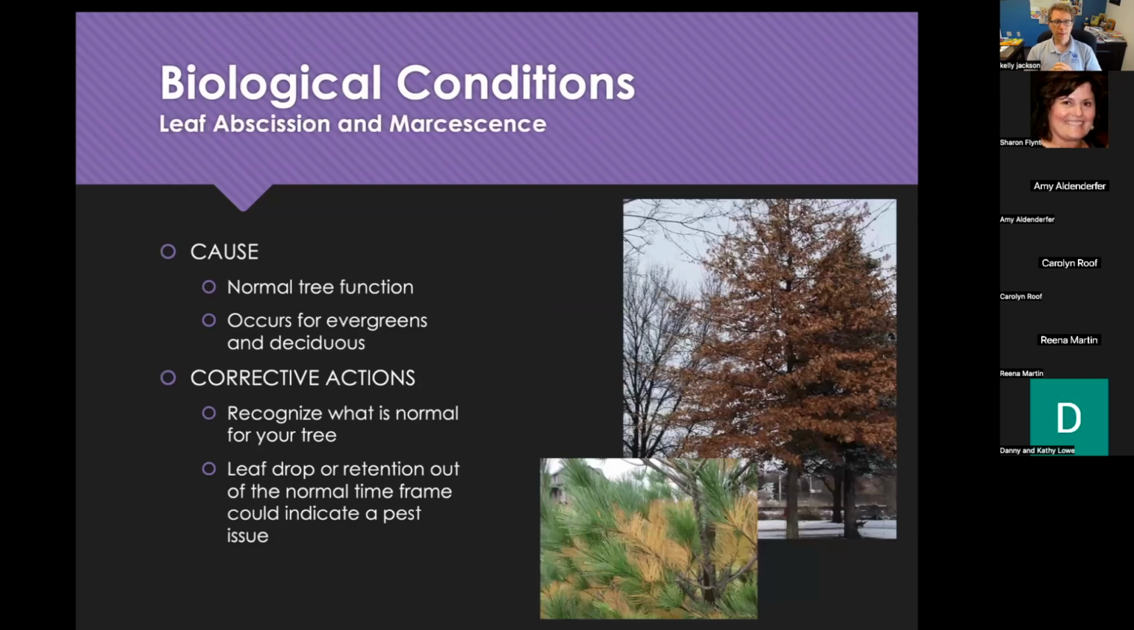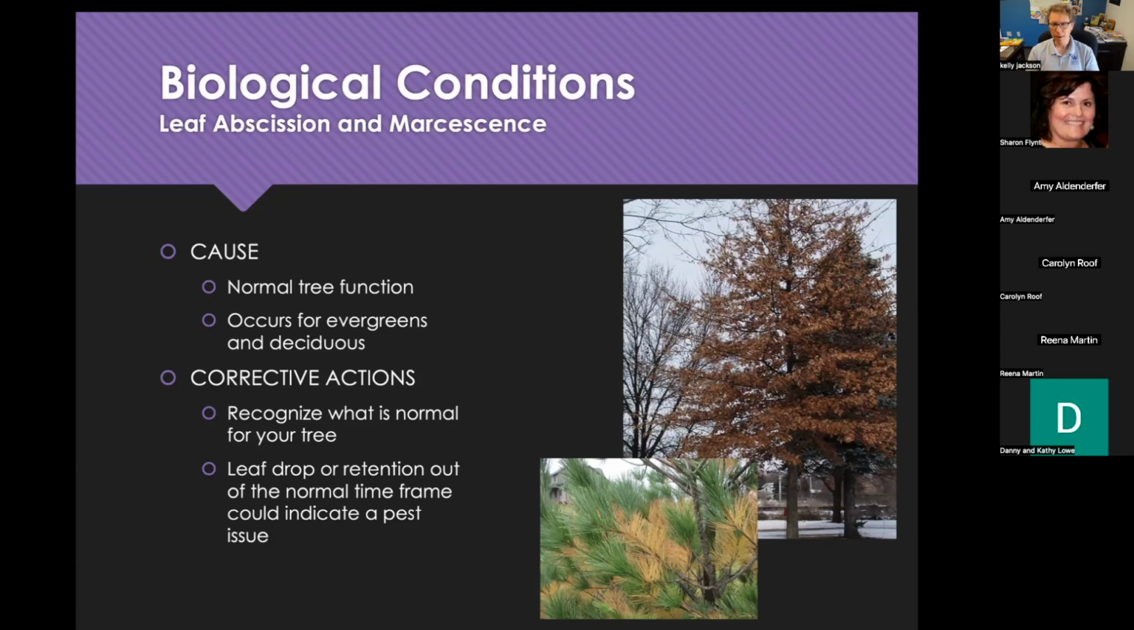I liked this slide because we get some hard words up here for you: leaf abscission and marcescence. So basically what we're talking about is leaf drop and leaf retention. I get this call pretty frequently, especially on white pine. White pine is supposed to be an evergreen, right? Why am I losing all these needles? Well, there can be some reasons for that, but keep in mind that evergreen doesn't mean they're always going to be green forever. It just means that they're green during the winter time.